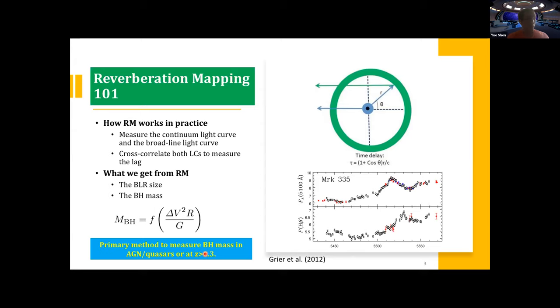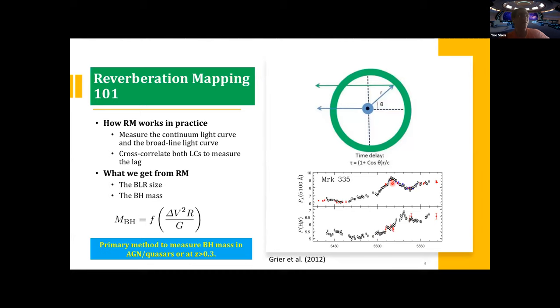So how this technique works in practice is that you measure two sets of light curves, one from the driving continuum, say from the accretion disk, and the other set from the responding light curve from the broad emission lines. That's typically measured from spectroscopy. And by eye, you can see that in this particular object, Mrk 335, there is an obvious delay between the two sets of light curves, and that delay measures the average distance of the broad line region clouds to the inner part of the accretion disk that's producing that driving variability light curve.